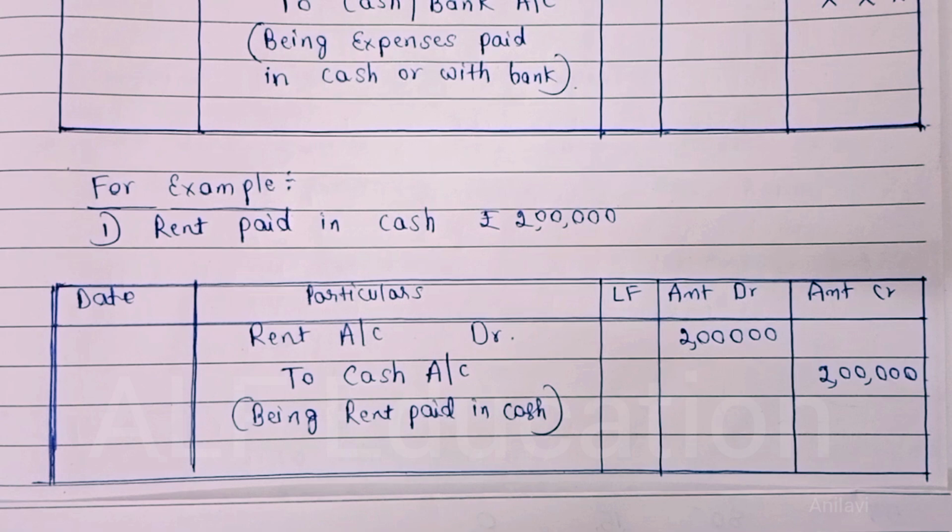As per nominal account, debit all expenses and losses. So the rent account will be debited here. And as per real account, credit what goes out. So here cash is going out from the company, so you are crediting the cash account. Then mention the amount and the narration, being rent paid in cash.